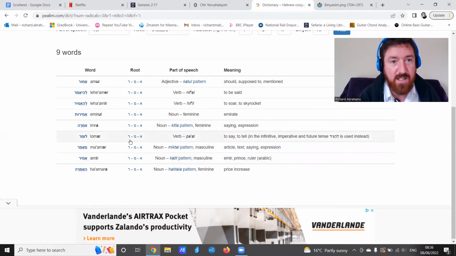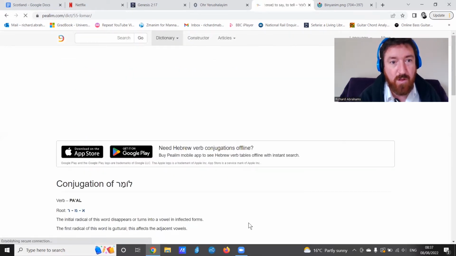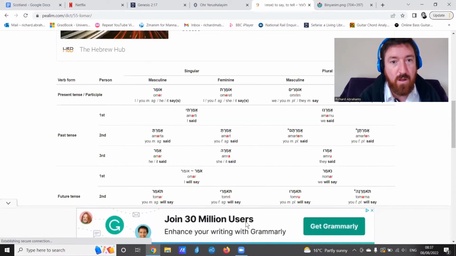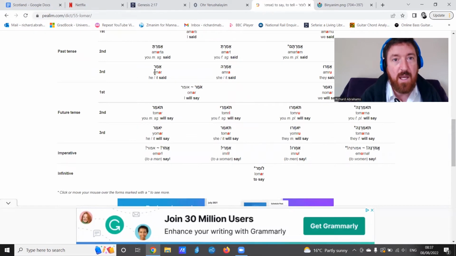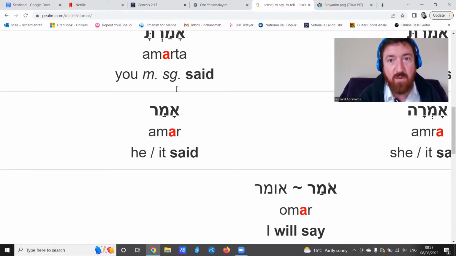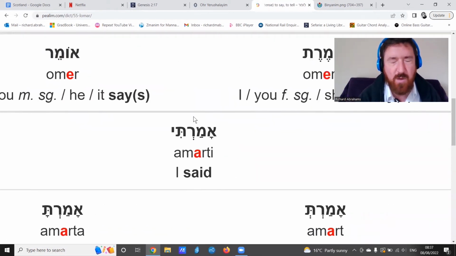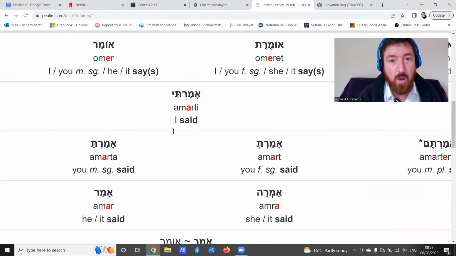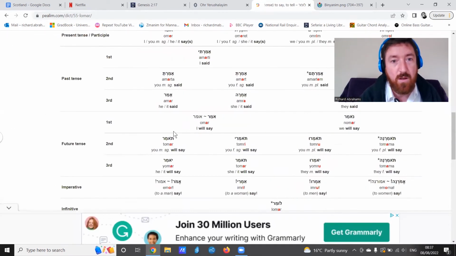So to start with, let's take the amar pa'al. First thing we've got to do, go to the third person, masculine past tense. And what do we get? We get amar. This is the same vowels as the pa'al, amar. And if we go to the first person past tense, amarti, the taf yod says it's past tense first person.